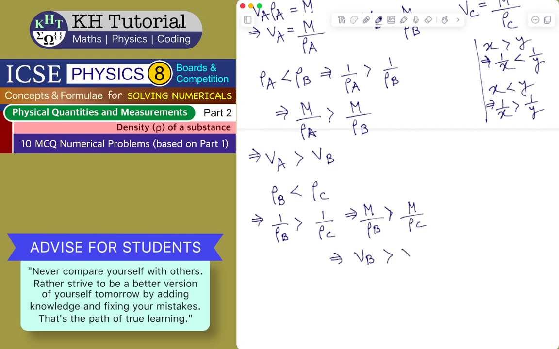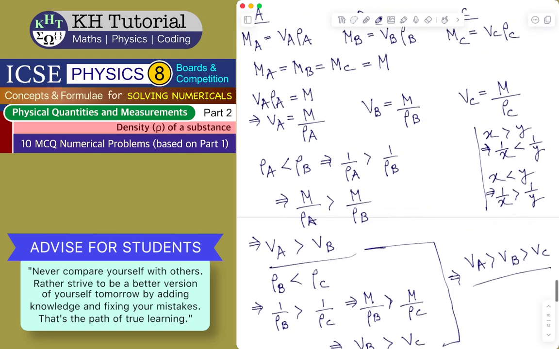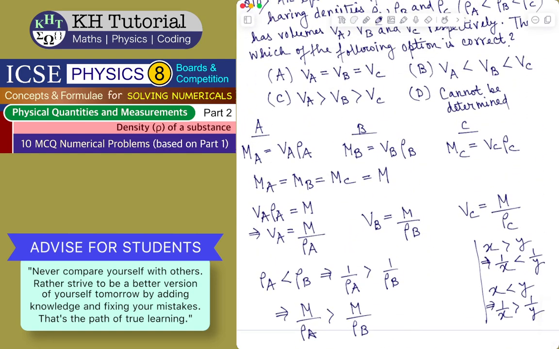and this implies M by rho B, which is nothing but VB, is greater than VC. So we got VA is greater than VB, and VB is greater than VC. So these two imply that VA is greater than VB is greater than VC. Hence, this is the correct relation between VA, VB and VC. So the correct choice is choice C.